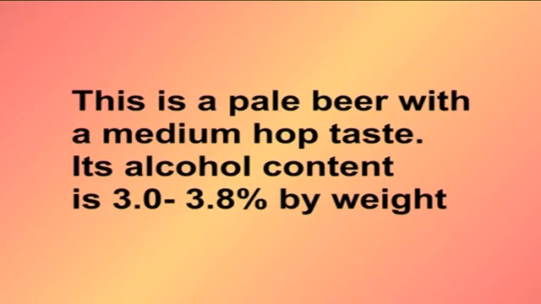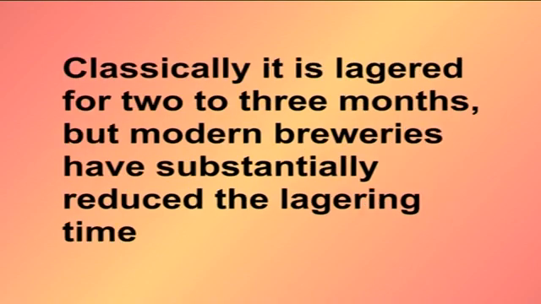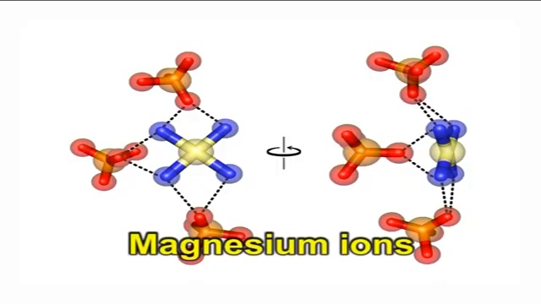The types of bottom fermented beers are, first, Pilsner beer. This is a pale beer with a medium hop taste. Its alcohol content is 3 to 3.8% by weight. Classically, it is lagered for 2 to 3 months, but modern breweries have substantially reduced the lagering time, which has been cut down to about 2 weeks in many breweries around the world. The water for Pilsner brew is soft, containing comparatively little calcium and magnesium ions.